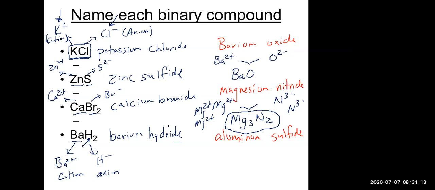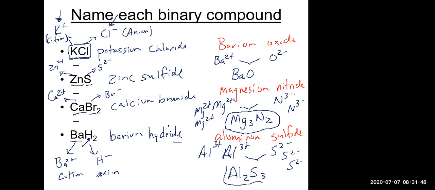And lastly here, aluminum sulfide. Again, aluminum is group 3, which means it has a +3 charge. Sulfide, which is group 6, has a -2 charge. Same deal here. When we put these together, this is going to need to be 6. So we need 2 of the aluminums and 3 of the sulfurs. And again, this means that we have 2 aluminums at +3 each. That gives us +6. We have 3 of these sulfides, each at -2, gives us -6, and we're balanced.